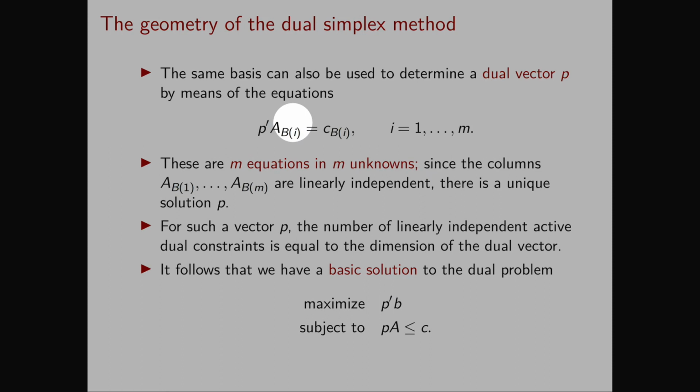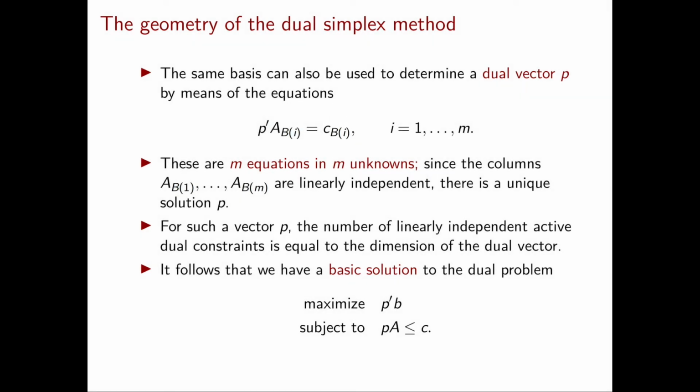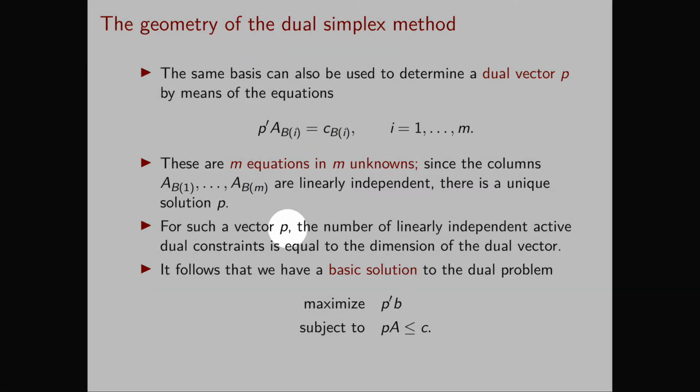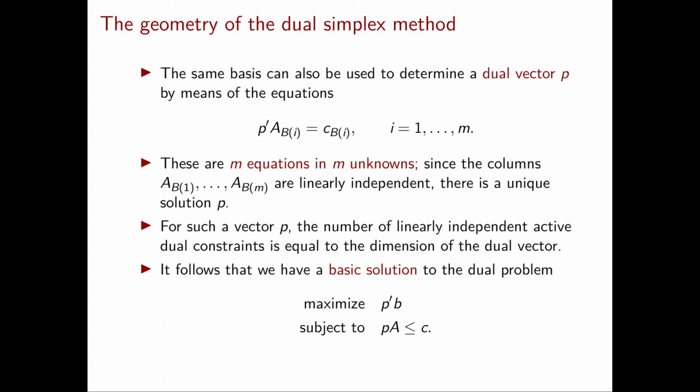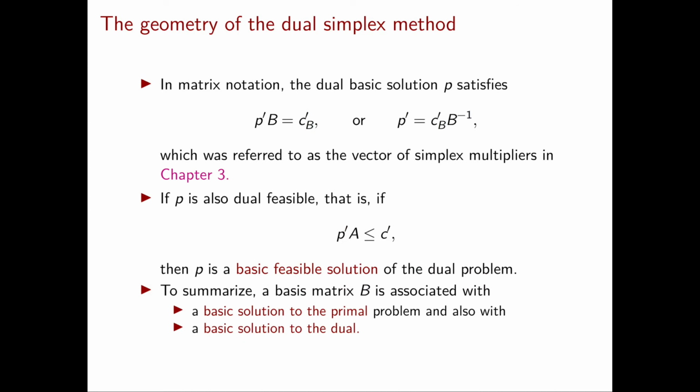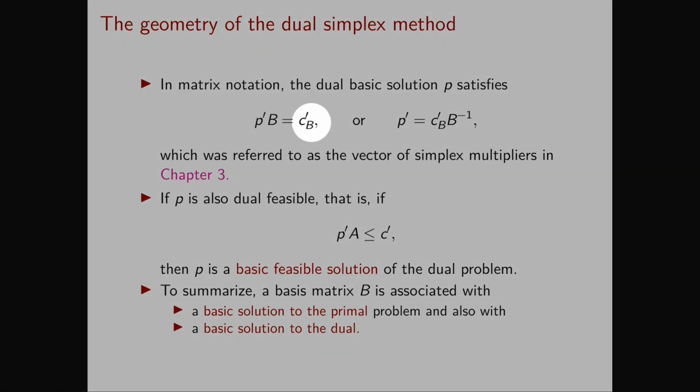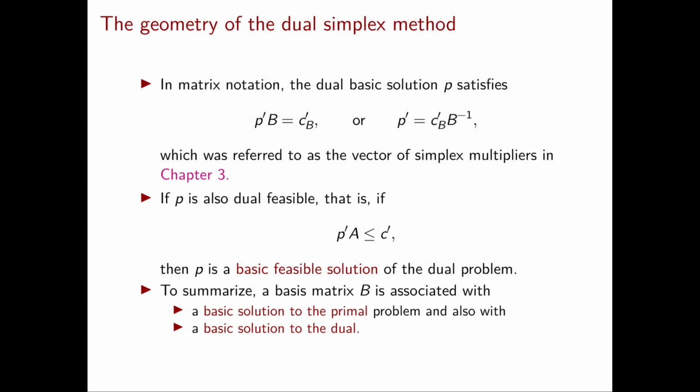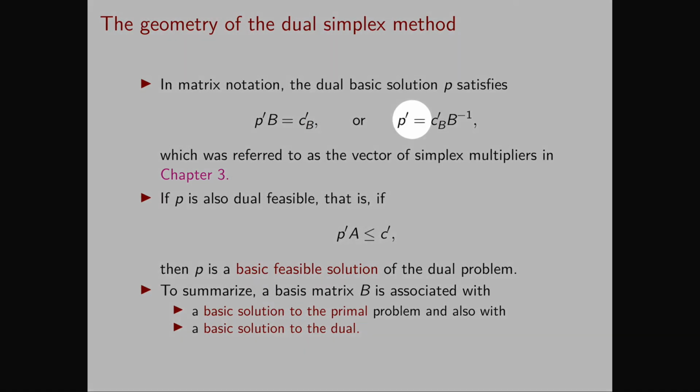Now the equality constraints that we considered were obtained by setting to equality m constraints in the dual. So for our dual vector p, the number of linearly independent active dual constraints is equal to the dimension of p. So our vector p is a basic solution to our dual linear programming problem. We can also write down in matrix notation what is exactly our p vector. In fact, the system of equalities can be written as p transposed B equal to cB transposed. By multiplying on the right by B inverse, we obtain that p transposed is equal to cB transposed B inverse.